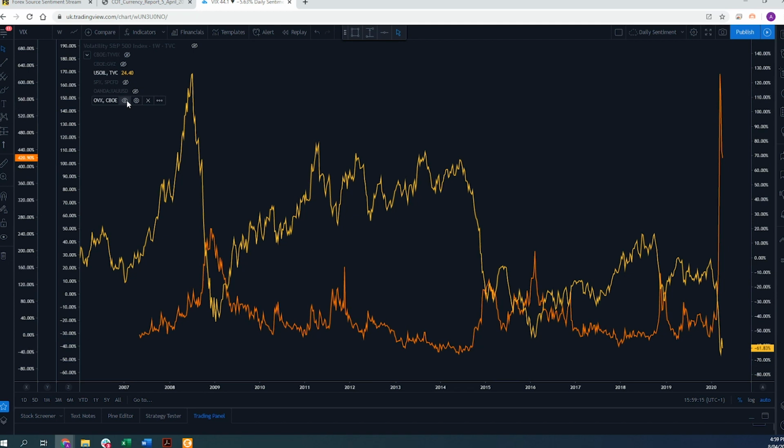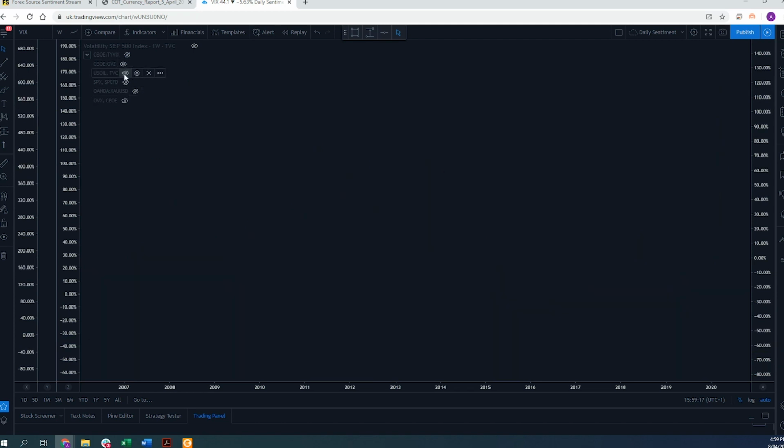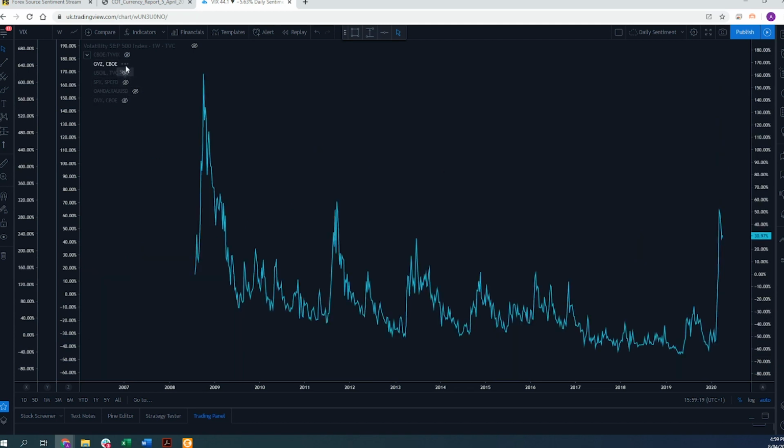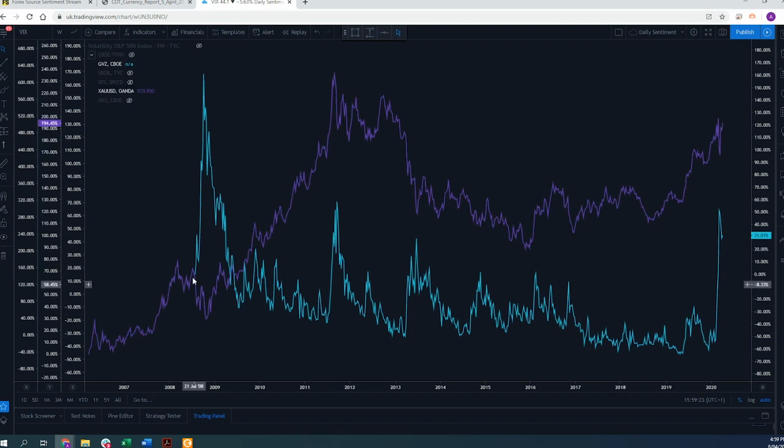You also have the GVZ. The GVZ basically tracks the volatility for gold. And if we just quickly overlay those two on the chart, we can see that same type of reaction: spike to the upside in volatility, a move down in gold, spike in volatility, move down in gold, etc.